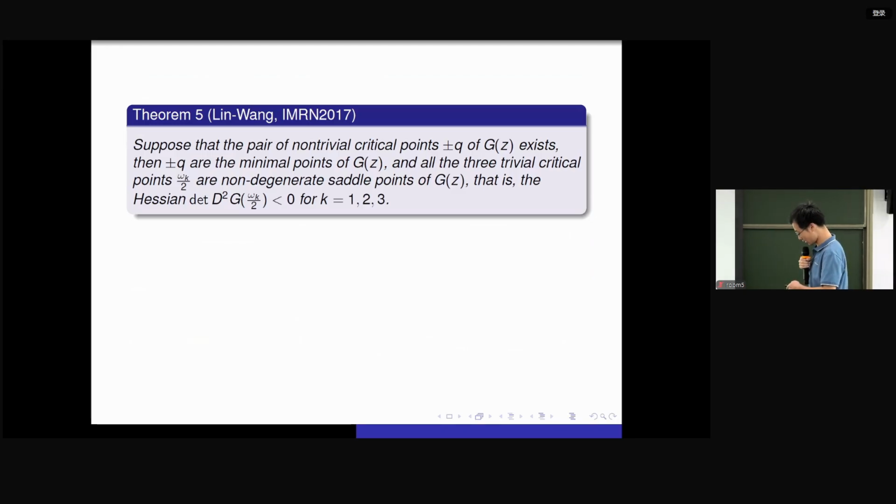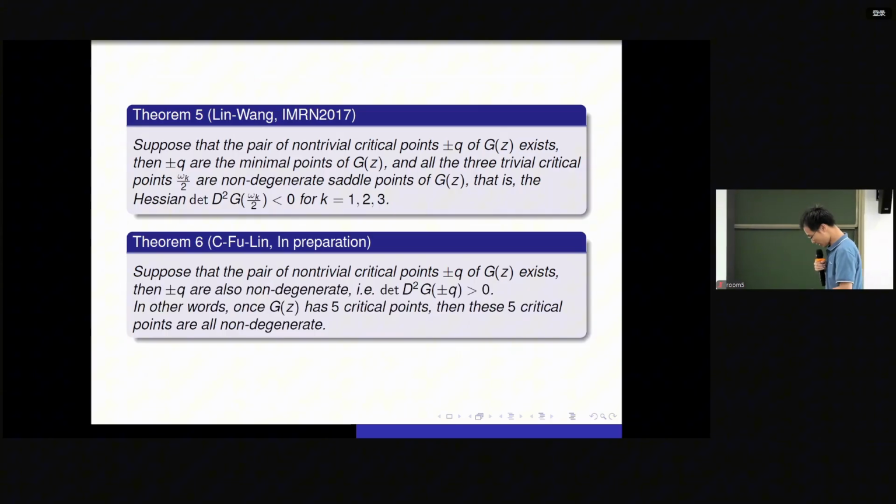This is a difficult problem. So recently, jointly with Fu and Lin, we can prove the non-degeneracy of this non-trivial critical point. So we can prove that these non-trivial critical points are also non-degenerate. So in other words, once the Green function has 5 critical points, then all the 5 critical points are non-degenerate. So this is our recent result.